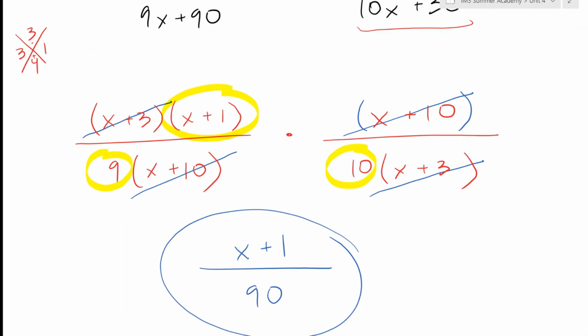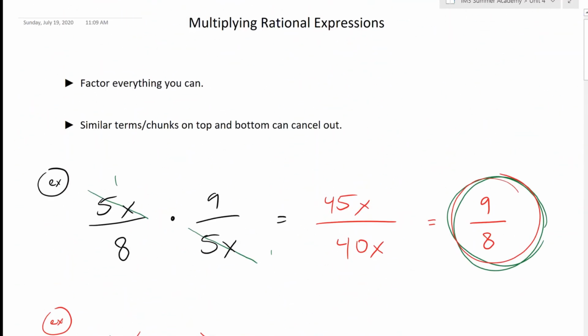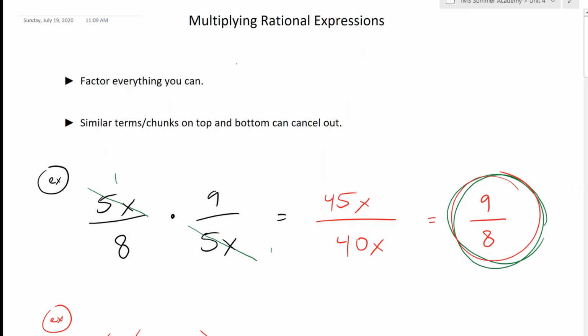So the thing to remember here, before you get started in canceling stuff, try to factor everything that you can. Factor everything you can. Once stuff is factored, now I can start canceling similar things. One has to be on the top, one has to be on the bottom. Doesn't matter which fraction it's on, as long as one is on the top and another's on the bottom.